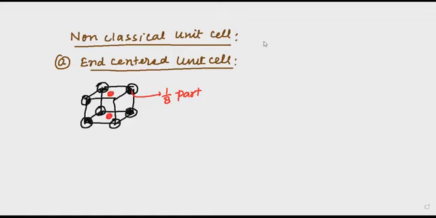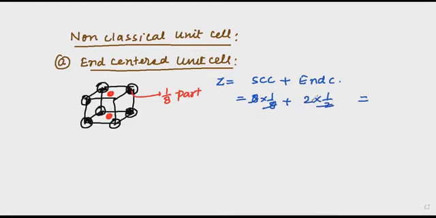So now we find out the rank. The rank is equal to SCC, which is the basic, plus end center. So this is 8 into 1 by 8, and this is 2 into 1 by 2, only half part in a face. We know that. So the value is coming, 8 and 8 cancel, 2 and 2 cancel, rank is 2. Clear? Now after that we are coming to the next one.